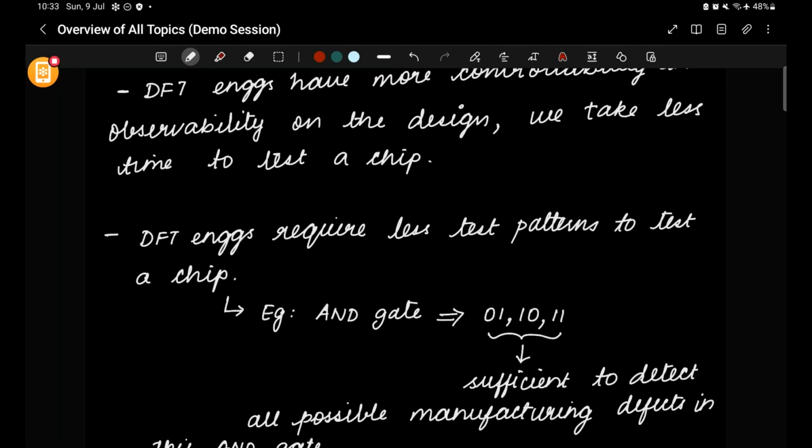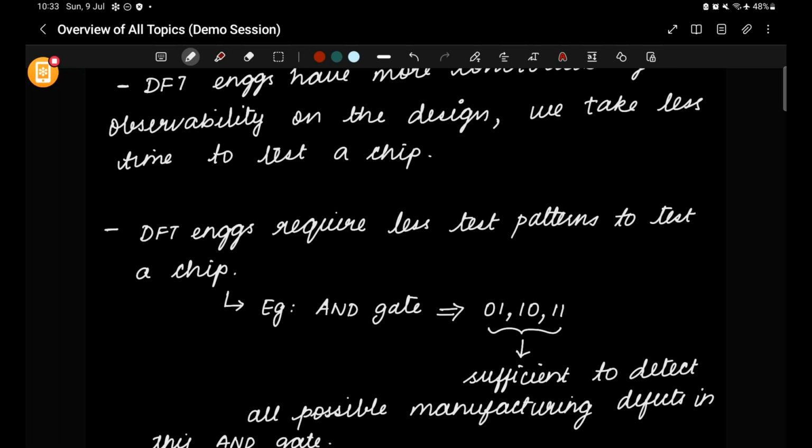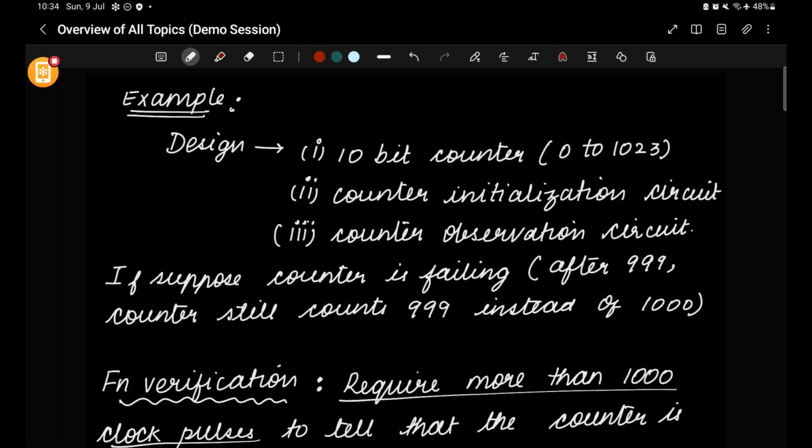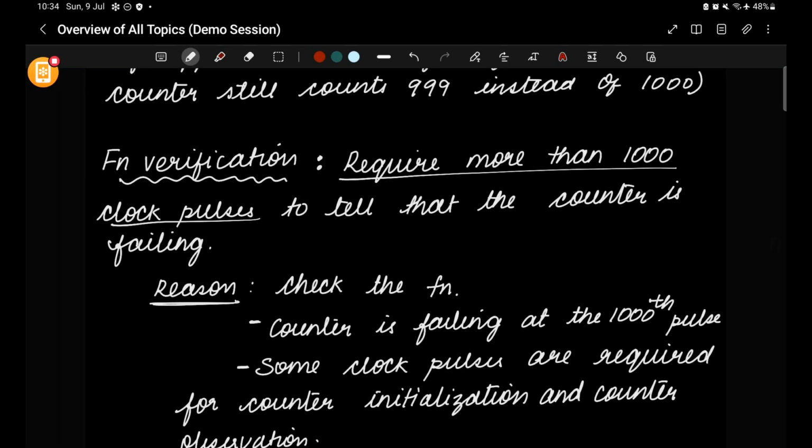To justify the above three points, you can take an example like this. You can take any example of your choice and explain it; I'm just giving one sample example. In my example, I had a 10-bit counter, a counter initialization circuit and a counter observation circuit. Suppose the counter is failing, that is, after 999, at the 1000th pulse, it is still counting 999 instead of 1000. You can tell how many clock pulses a functional verification engineer requires.